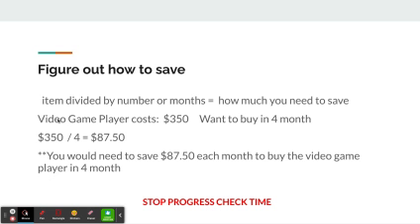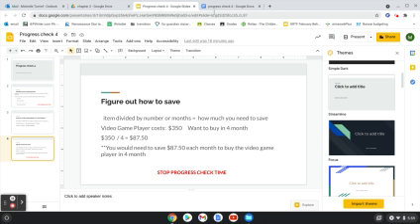So here we go. Let's say you want to buy a video game player that costs $350 and you want to buy it in 4 months. That's when it comes out. So you would need to divide $350 by 4, which gives you 87.50. So in order to buy that video game player in 4 months, you would need to save $87.50 each month. So let's go back to our progress check.